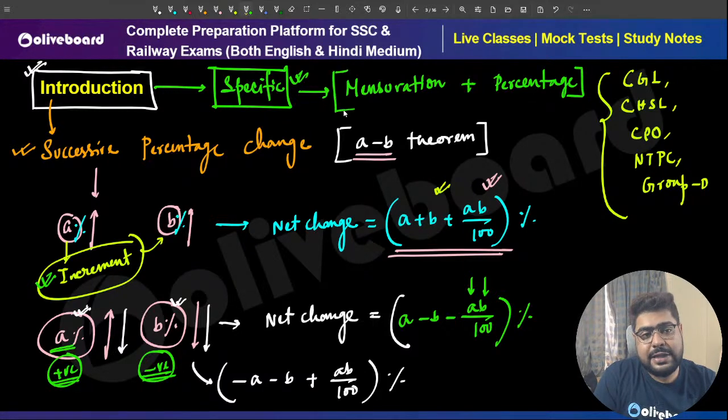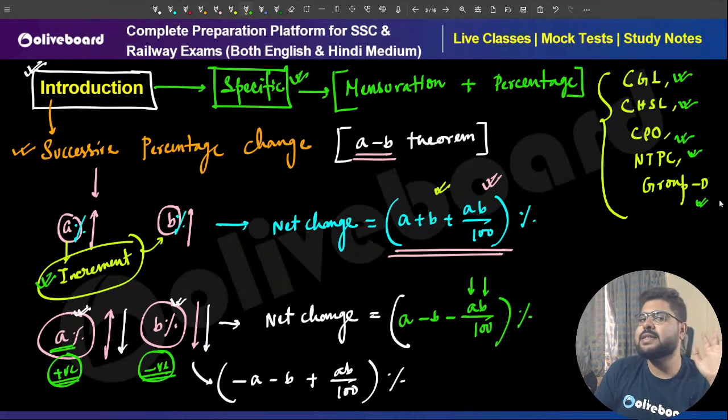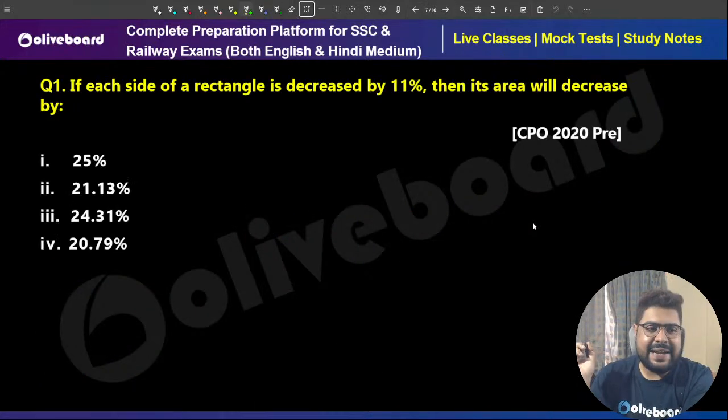Very, very important this one, because each and every exam that I have written, they are asking at least a few questions on this particular subtopic. Understood? Chalo, perfect. Now let us move on to the question.